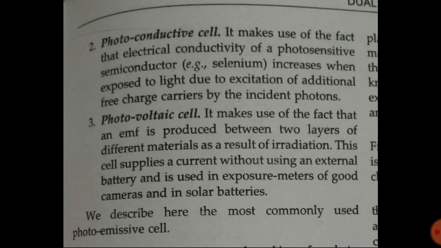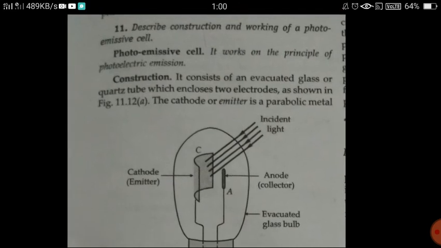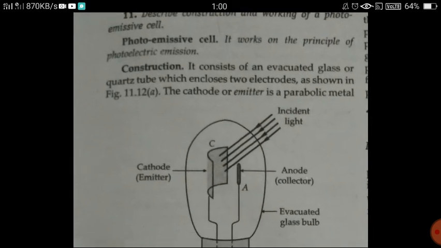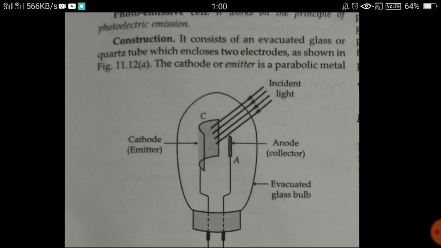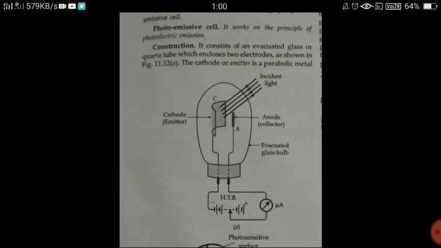Now here we will describe the most commonly used photocell, which is the photoemissive cell. As the name suggests, we are using the word emissive, that means here the electron is being emitted. So it works on the principle of photoelectric emission. You can see its construction here in this diagram.